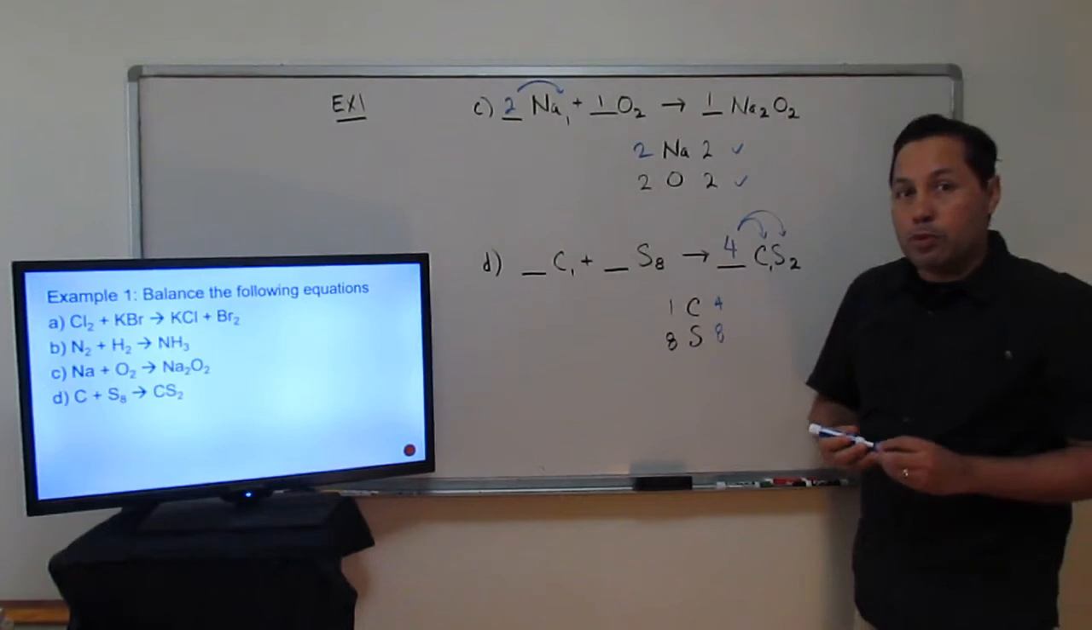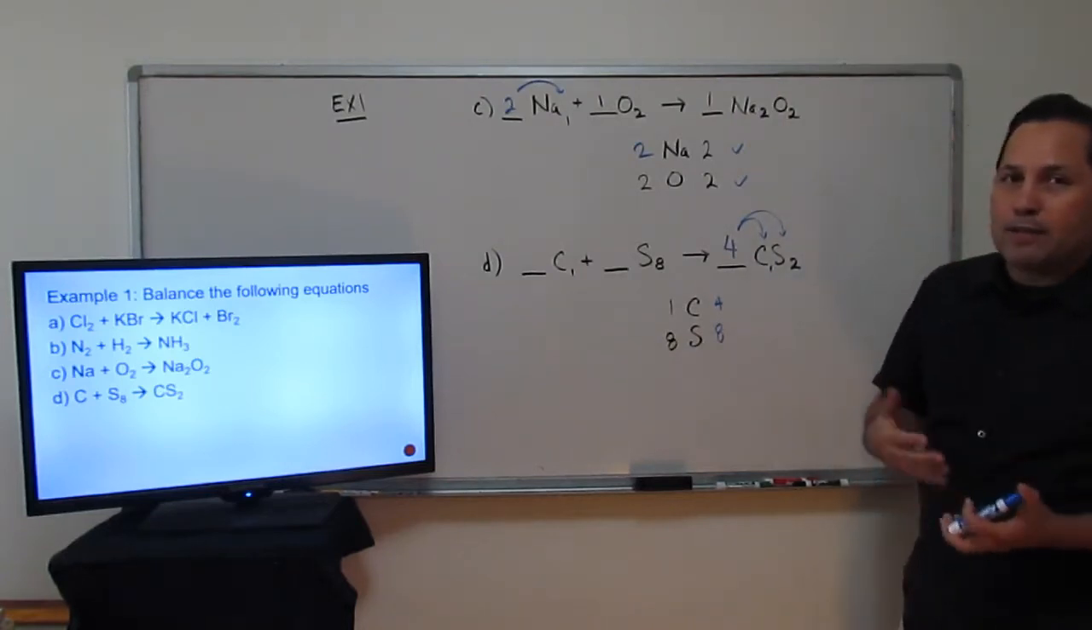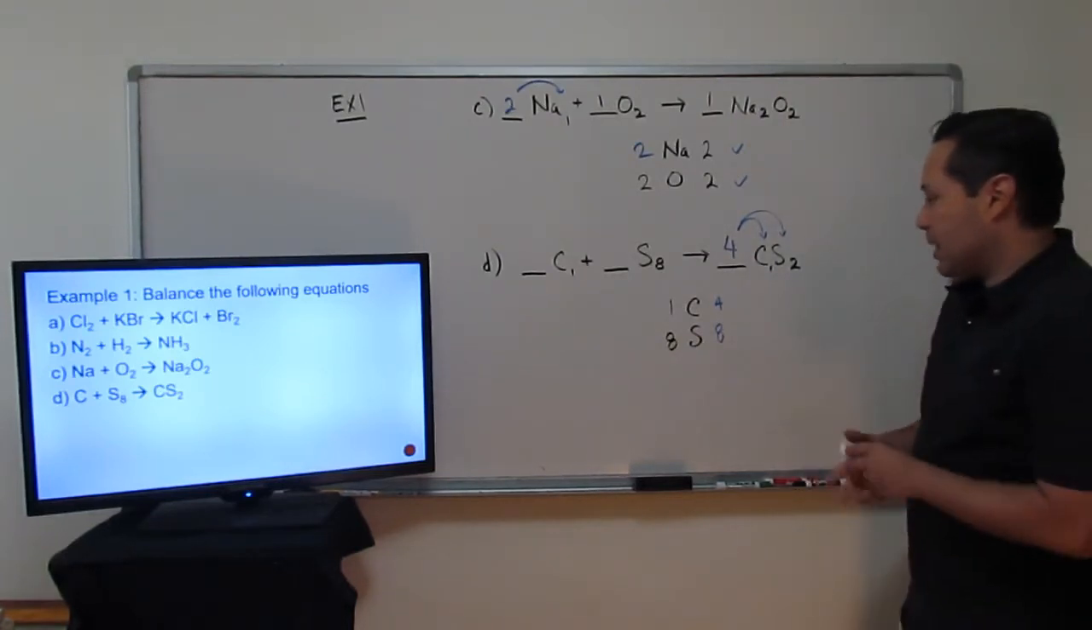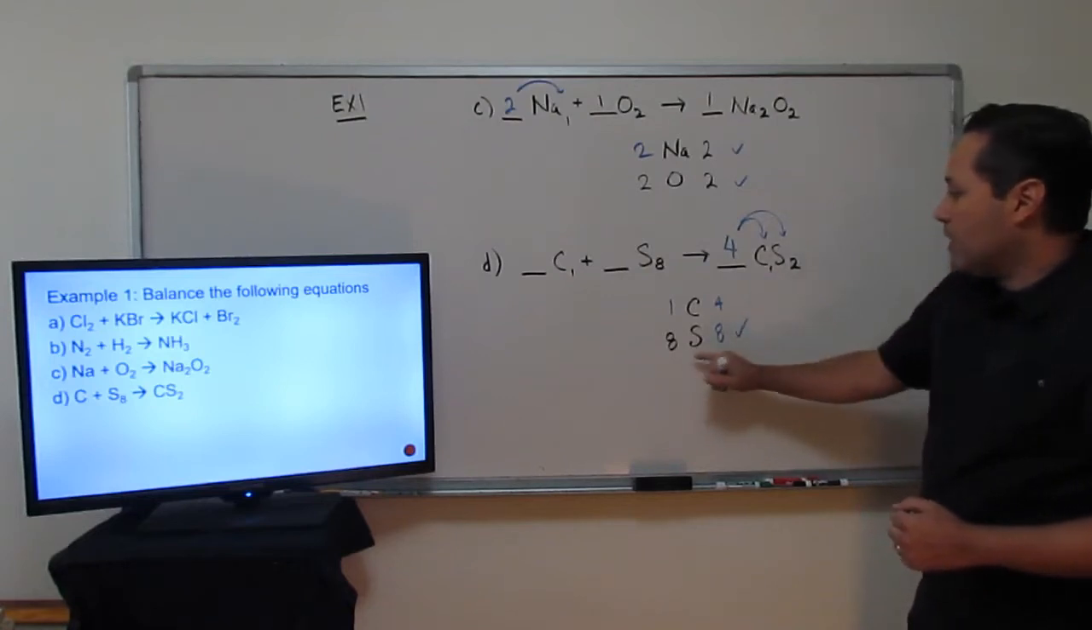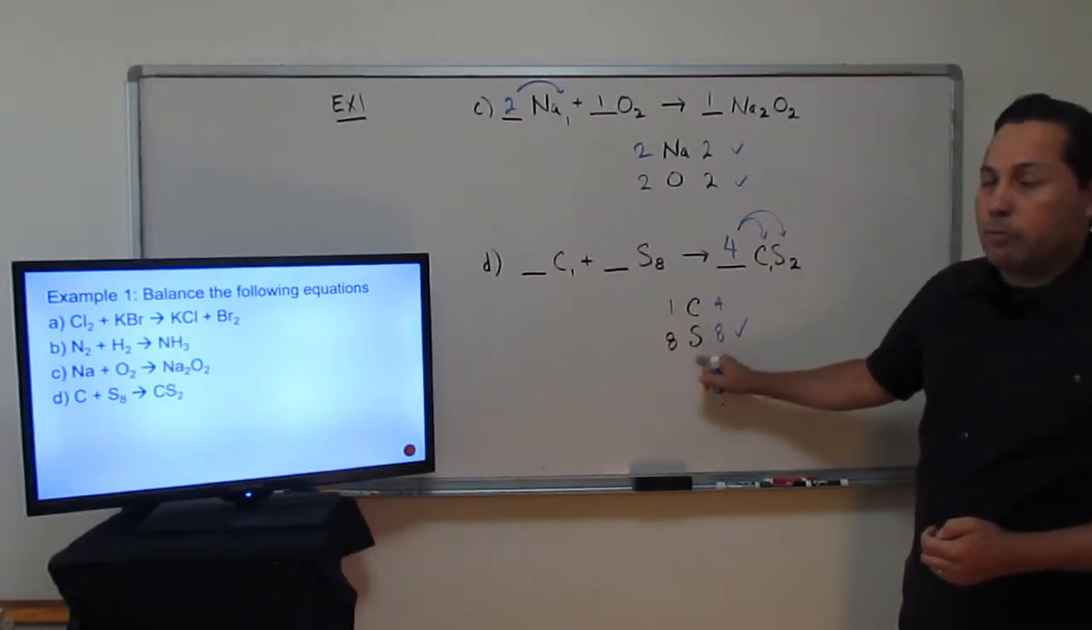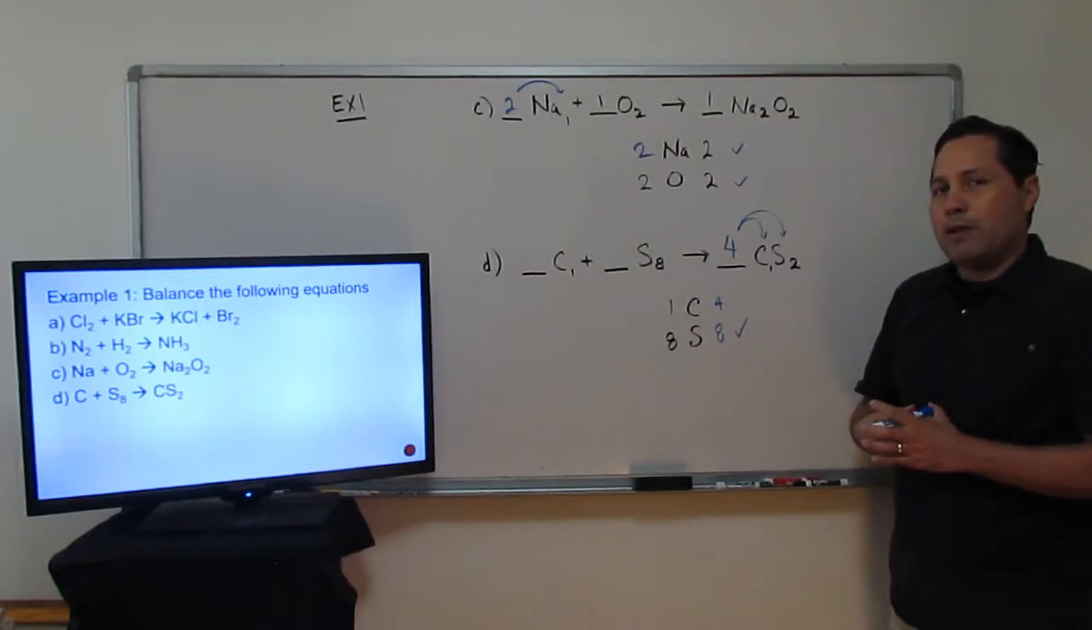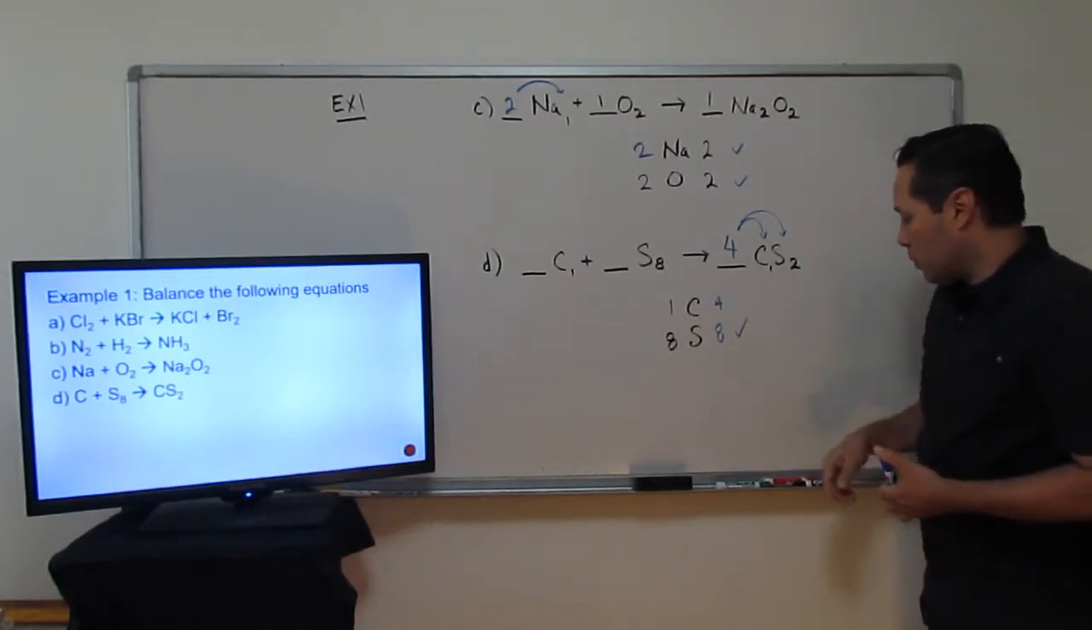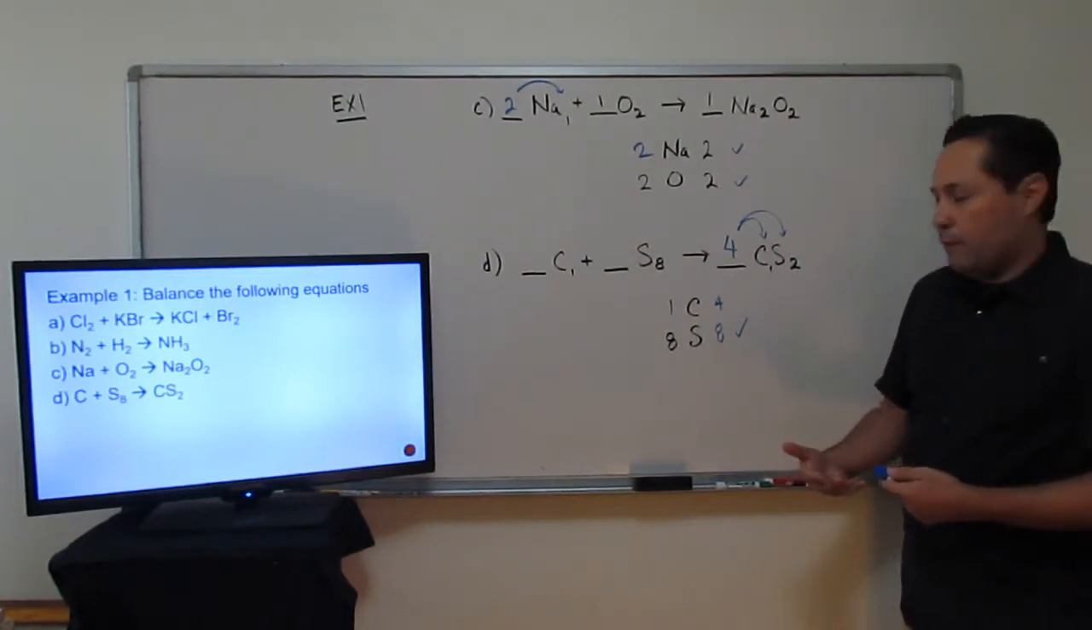Now notice how previously I had the carbons balanced. They're no longer balanced. And that's okay. That happens sometimes while attempting to balance a different atom. In this case, I did manage to balance the sulfur, but the carbon's no longer balanced. But that's okay. Then we go back and fix it.